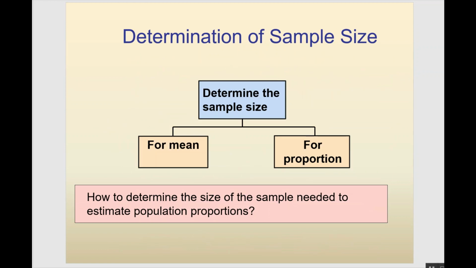Okay, so the last section for this topic is the determination of sample size. How do we want to determine sample size? First we have for mean and also for proportion. How to determine the size of the sample needed to estimate population proportions.